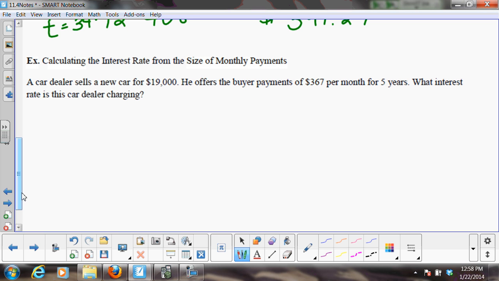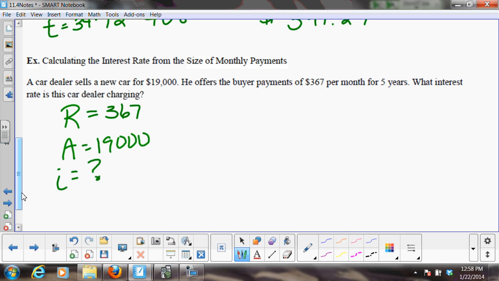And the last one, a car dealer sells a new car for $19,000. He offers the buyer a payment of $367 per month for 5 years. What's the interest rate? Well, our R is the 367. Our A is our 19,000. We don't know I. I is the question mark. But it is divided by 12, right? So it's like I over 12 is what we're going to use. Because it's monthly payments and time is 5 years, 12 payments a year, 60 payments.